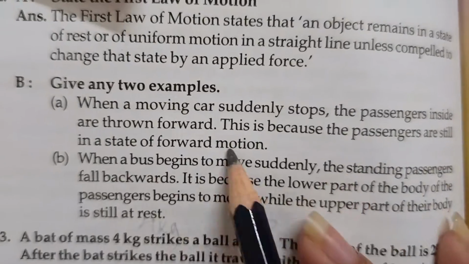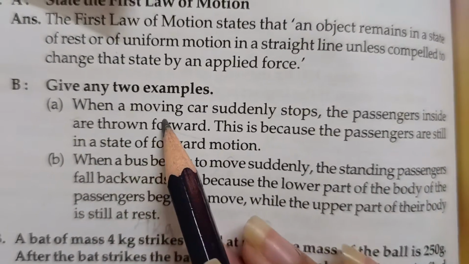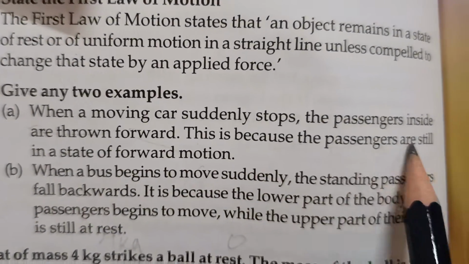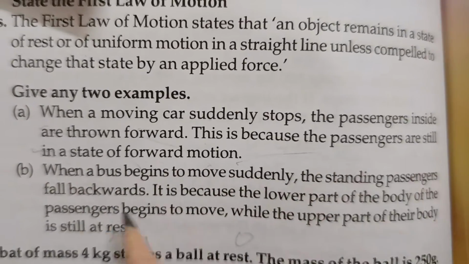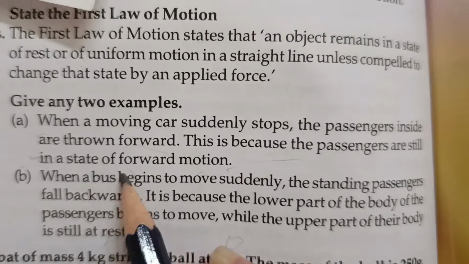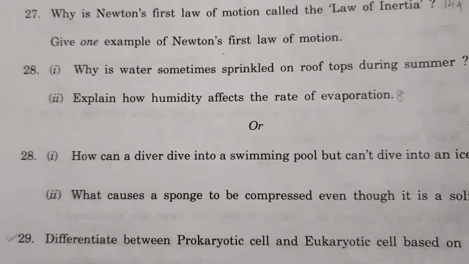Example of Newton's first law of motion: when a moving car suddenly stops, the passengers inside are thrown forward. This is because the passengers are still in a state of forward motion.